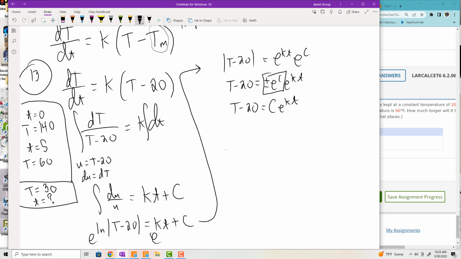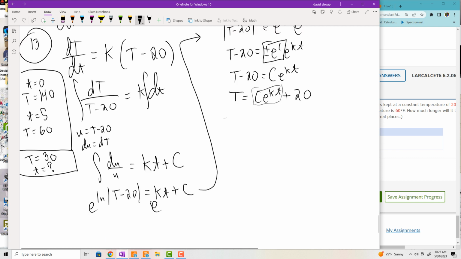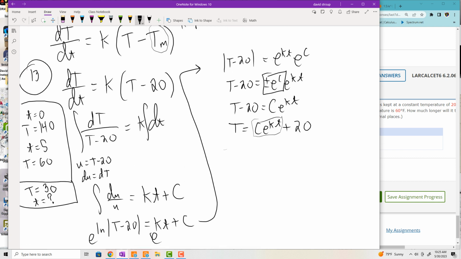Then I'm going to move the 20 over. So I have c e to the kt plus 20. So it's a lot like the exponential growth equation. And actually, you see it right there. But then you have to tack on the room temperature. Okay, so anyways, I need to figure out what is C, what is K, so I go back to this initial information and figure that out.